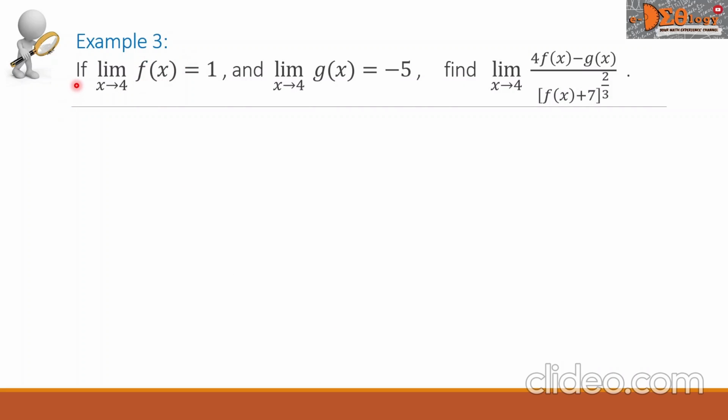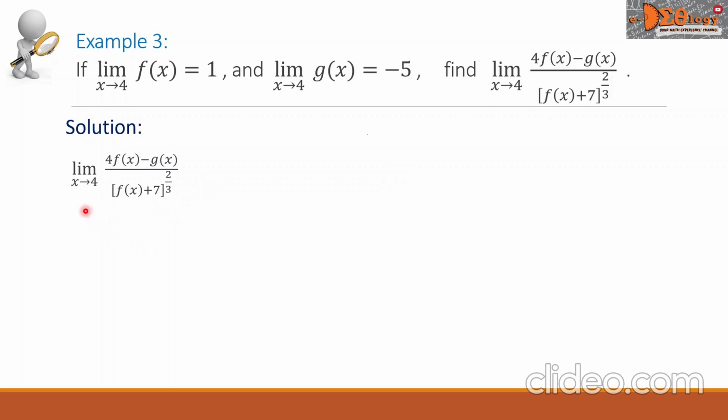Example 3. If the limit of f of x as x approaches 4 equals 1, and the limit of g of x as x approaches 4 equals negative 5, find the limit of this rational function, 4 times f of x minus g of x, all over the quantity f of x plus 7, raised to the power 2 over 3, as x approaches 4. Let us copy this problem in here.